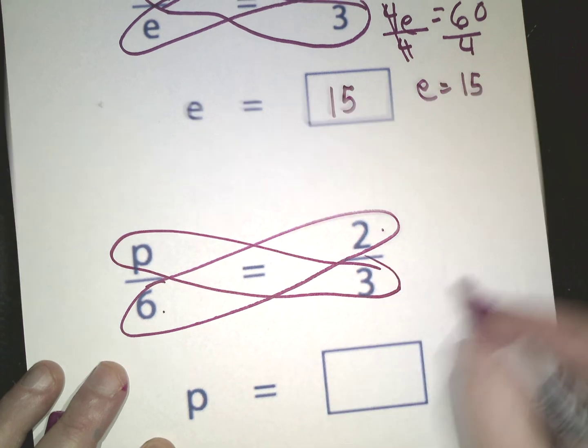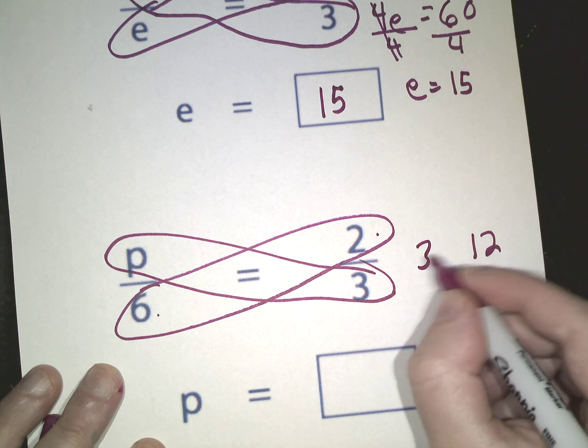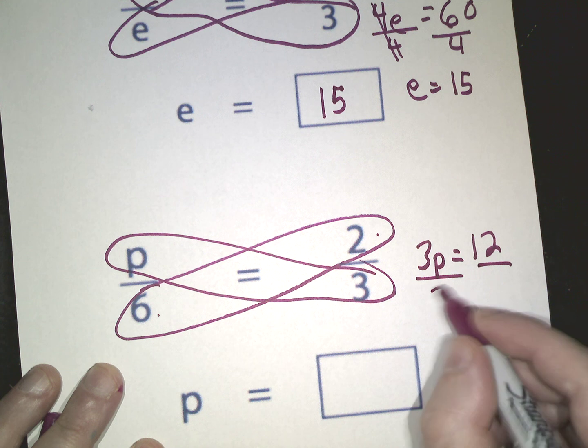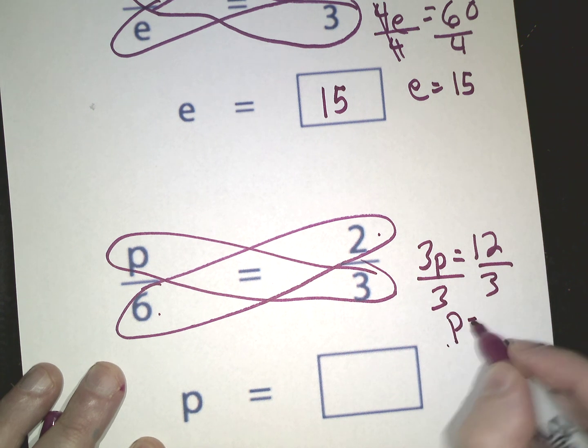Okay, 6 times 2 is 12. P times 3 is 3p. Got to get this. This is one step here. Divide both sides by 3 to get p by itself. And p equals 12 divided by 3.